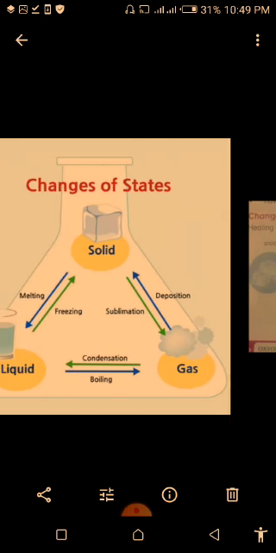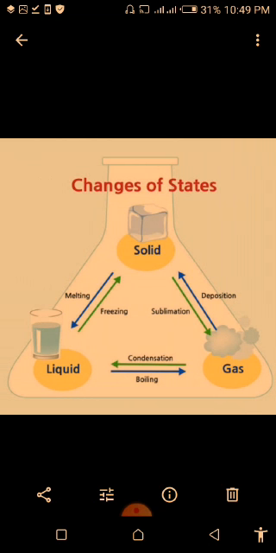Now come to the new lecture, the changes of states. The states of matter are changed because of heating and cooling. It means when you heat or cool any substance, it can change its state. We have different changing states of matter, and we will discuss them one by one. In your book on page number 63, you can see that these changing states of matter are discussed step by step.